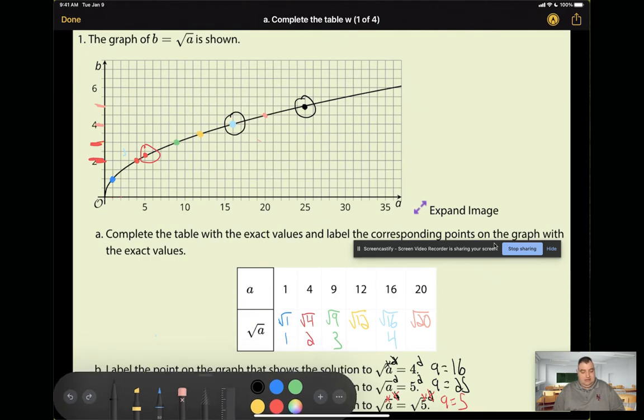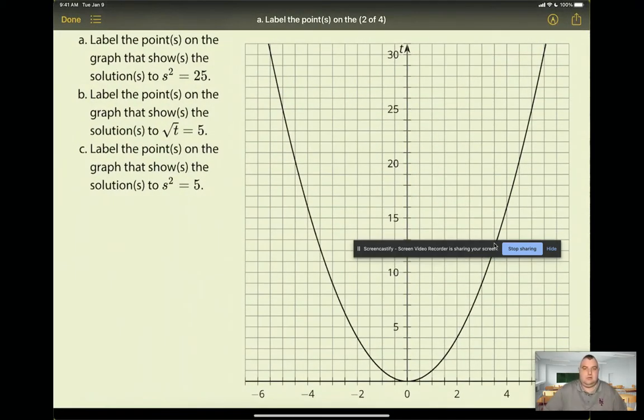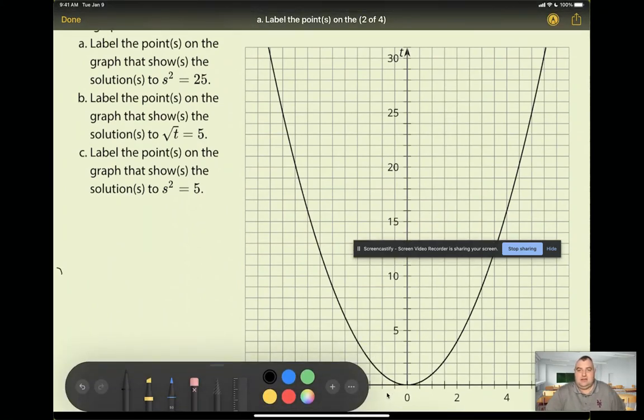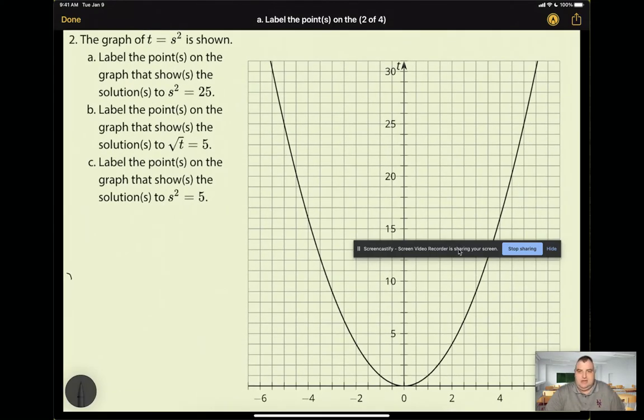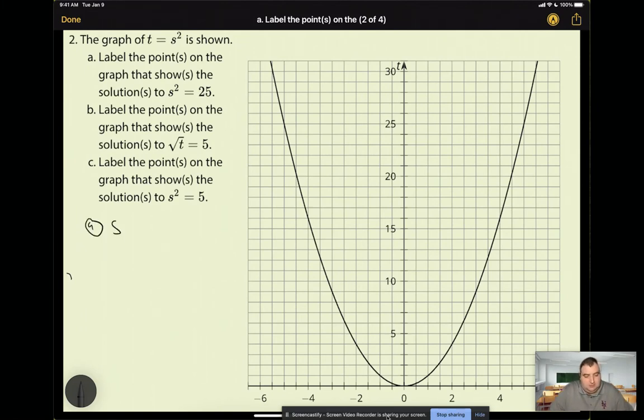Let's look at the next set of examples. All right, here's our next set of examples. So now we have the graph of t equals s squared. So it's a parabola. Label the points on the graph that show the solutions to s squared equals 25.